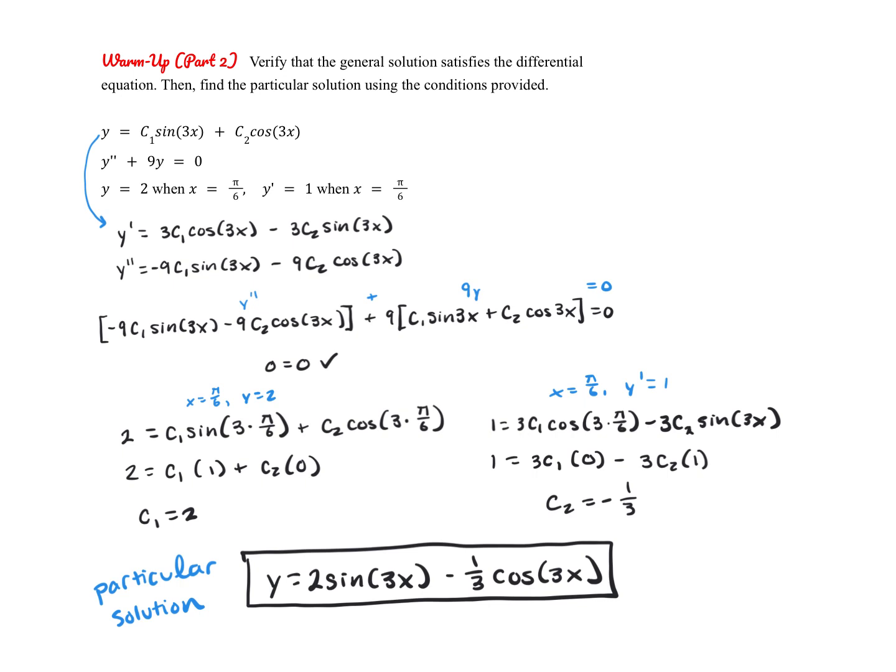To find the particular solution, we have to use the given information. If you substitute x equals pi over 6 and y equals 2, it allows you to solve for C1. And if you substitute x equals pi over 6 and y prime equals 1, it allows you to solve for C2. And then you substitute those in to give you your particular solution.